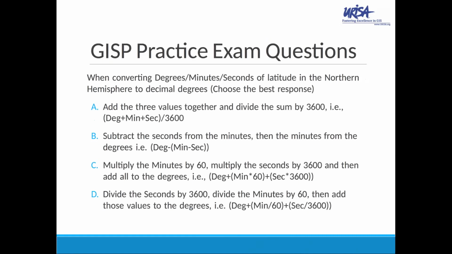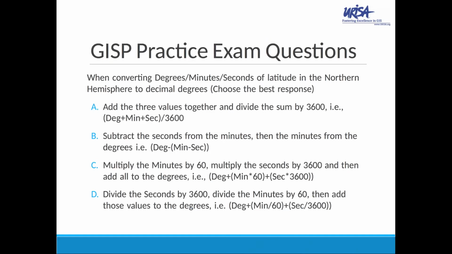So when looking at converting between degrees, minutes, seconds of latitude in the northern hemisphere to decimal degrees, what steps should you take? So do we add them together and divide by 3,600, which would be 60 times 60 seconds times 60 minutes to get to hours? Should we subtract? So the number D is the correct method here. And it should be something that gets ingrained into you pretty quickly.